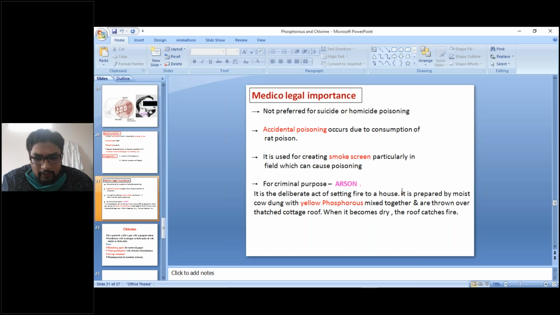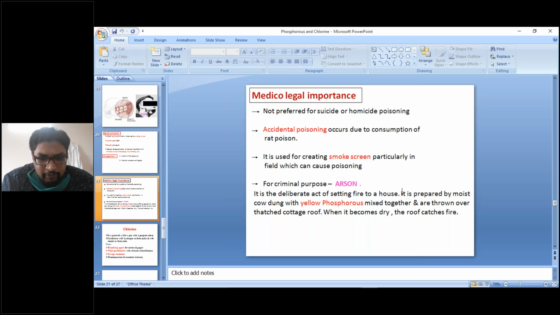And normally they will throw it at night, and the next day morning when the sun comes, the cow dung dries up and breaks away, and then the yellow phosphorus is exposed to heat and catches fire, and then it will set fire to the house. So it is also used for criminal purposes. That is known as arson.